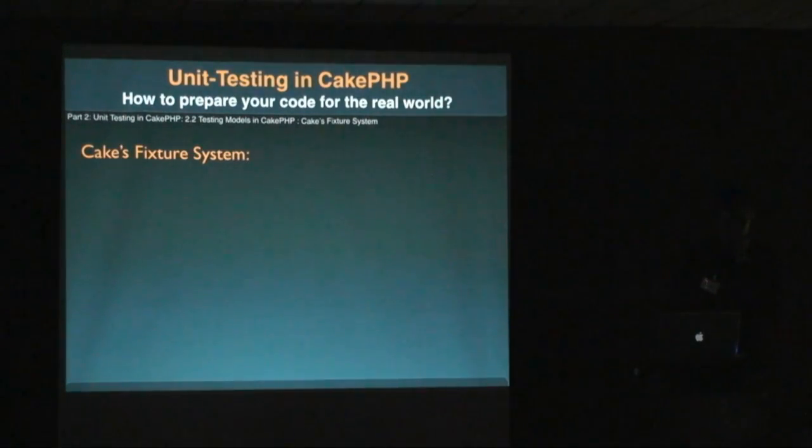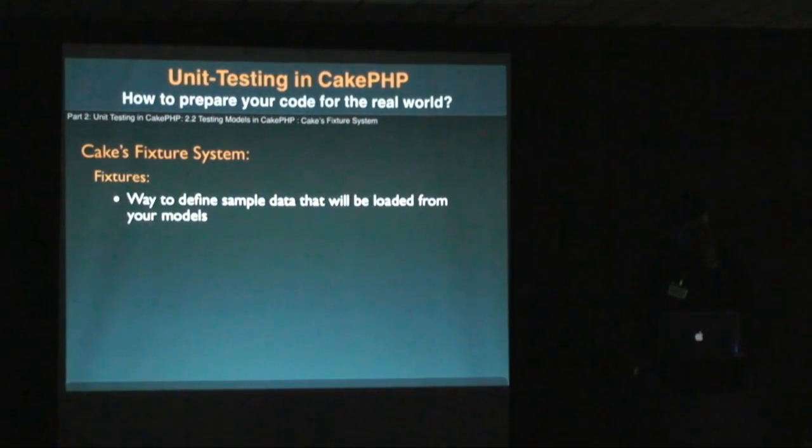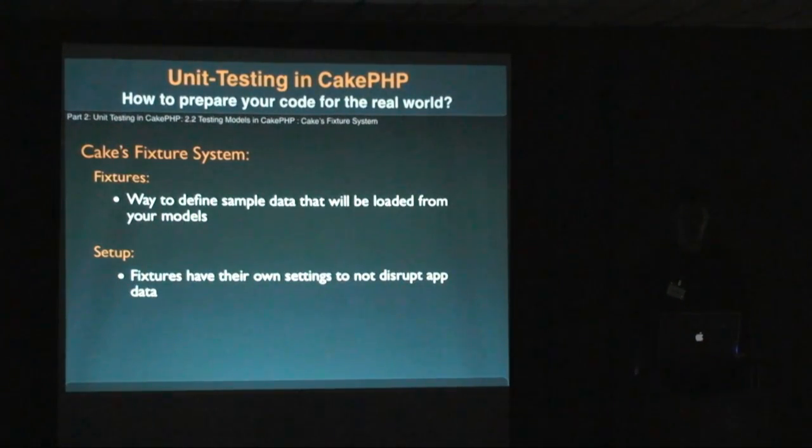So it's very important for testing models in CakePHP to understand the fixture system. So what are fixtures? Fixtures are a way to define sample data that's going to be used in your test cases. And it will automatically be loaded from your models if you so define it. And it's just a way to not use the real application data.